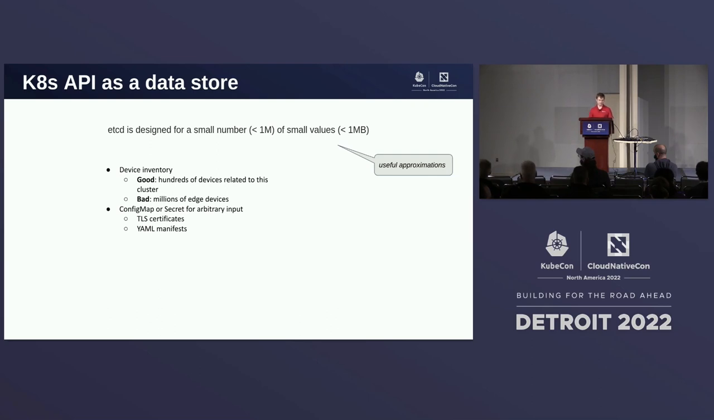Another potential gotcha is config maps and secrets for arbitrary input. Very tempting to say, okay, we need to allow somebody to provide a little bit of their own YAML manifest as part of installing this other thing.